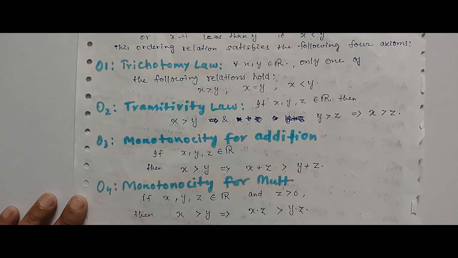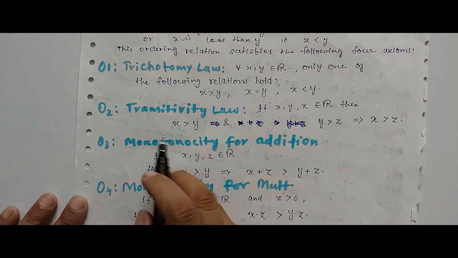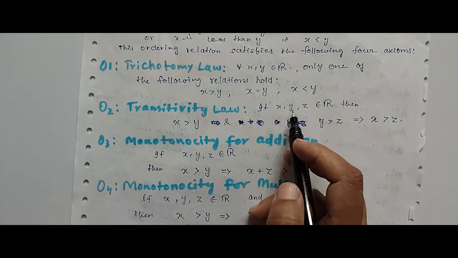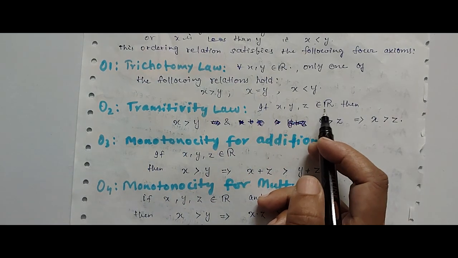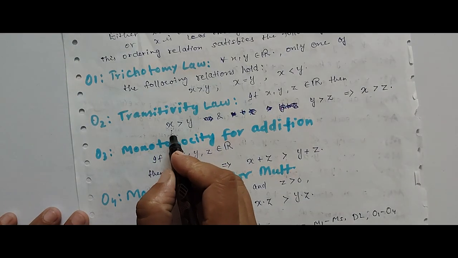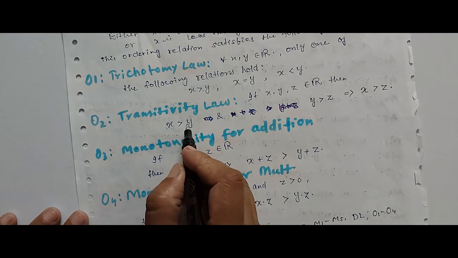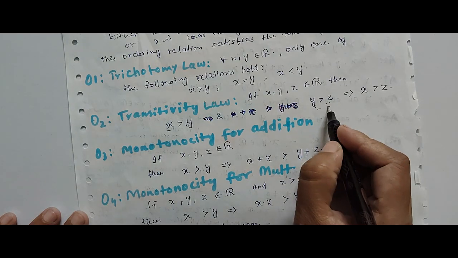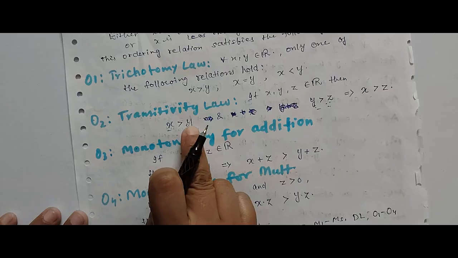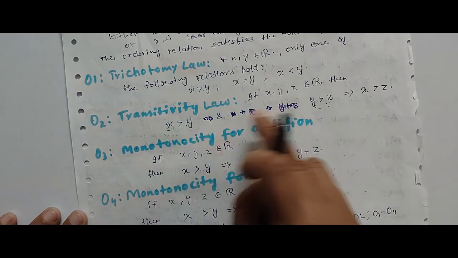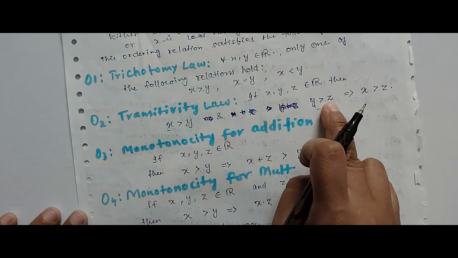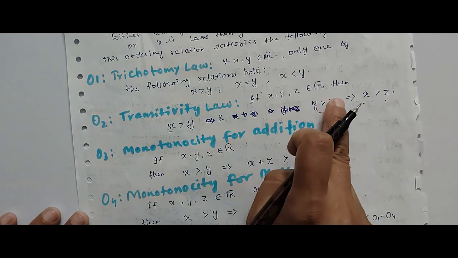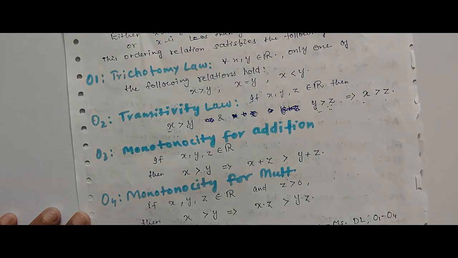The second order law is the transitivity law. The transitivity law says that if x, y, z belong to R, and you have the relation x is greater than y, and between y and z you have the relation y is greater than z, meaning x is greater than y and y is further greater than z, then it implies that x is greater than z. This law is the transitivity law.